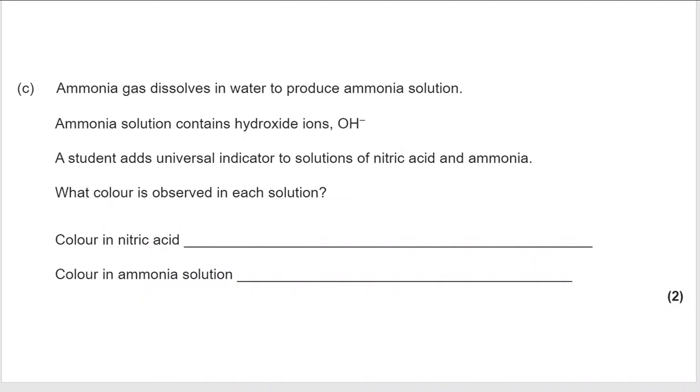On to part D. Ammonia gas dissolves in water to produce ammonia solution. Ammonia solution contains hydroxide ions. A student adds universal indicator to solutions of nitric acid and ammonia. What do we observe? Again, this is factual recall. You've got to know the colours that we associate with universal indicator in acid, alkali and neutral. In nitric acid, it's red. In ammonia, it's blue or purple.